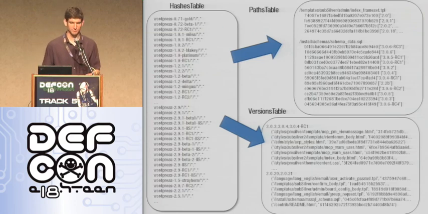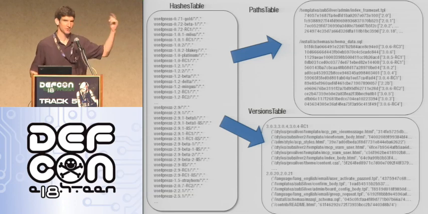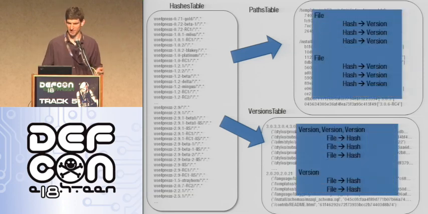So here it is, sort of in brief. We've got WordPress, various versions, /*, everything under there we want. And we're going to put it into a paths table and a versions table. It's a bit of an eye chart for people in the back. So here's what it breaks down to. Files keyed by files, values are hashes to versions, versus keyed by versions, and values are files to hashes.